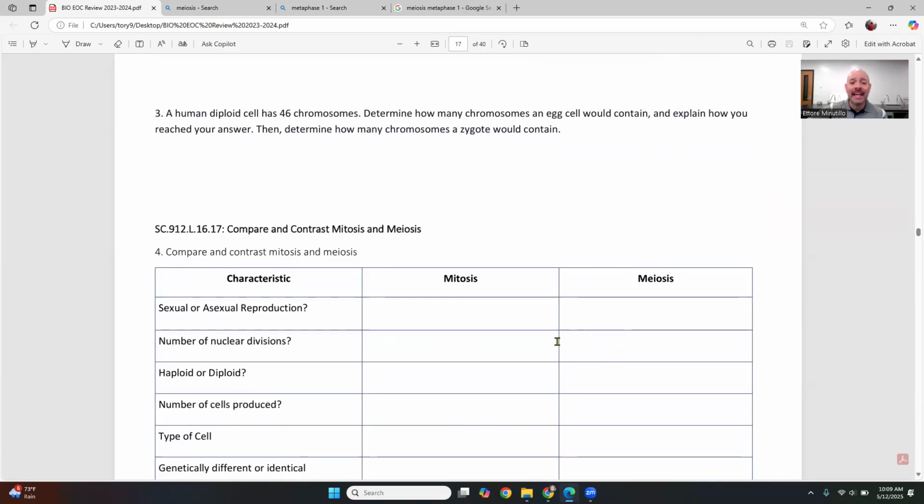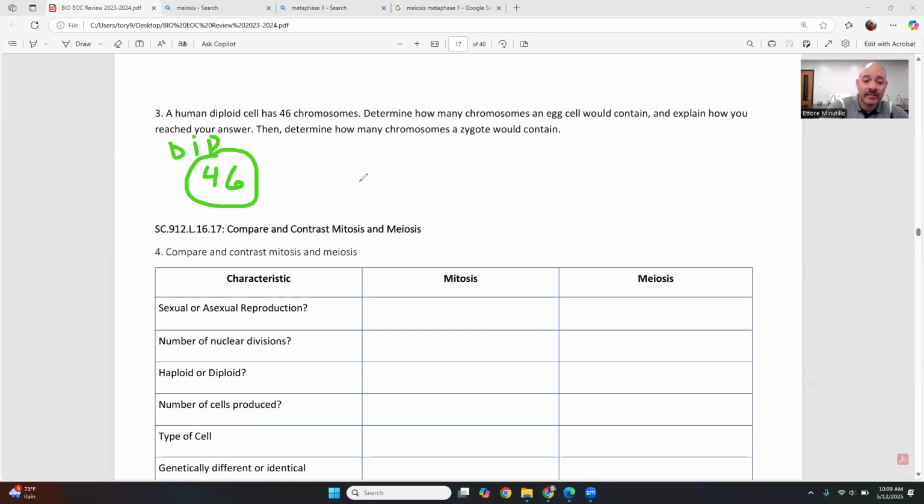A human diploid cell has 46 chromosomes. Determine how many chromosomes an egg cell would contain and explain how you know. Okay. So a human diploid cell, here's the cell. It has 46 chromosomes. We said this is diploid.